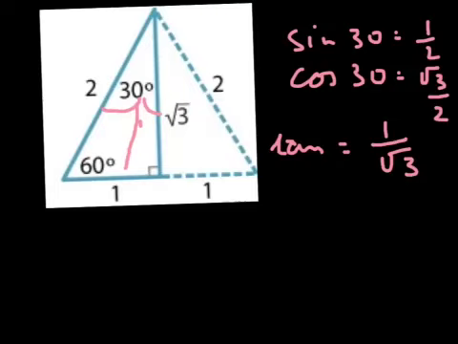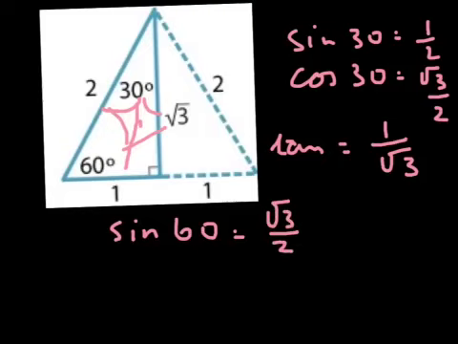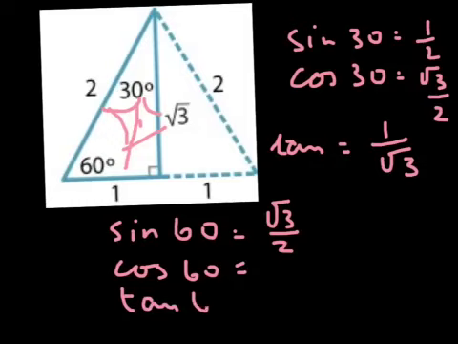Okay, and you can work out similar ratios for 60 degrees, can't you? In fact, why don't you do that now? Find out sine 60 degrees. Okay, so I'll just tell you quickly, that's opposite over hypotenuse, so it's root 3 on 2. And you try cos 60 and tan 60. Okay, find out what those are.